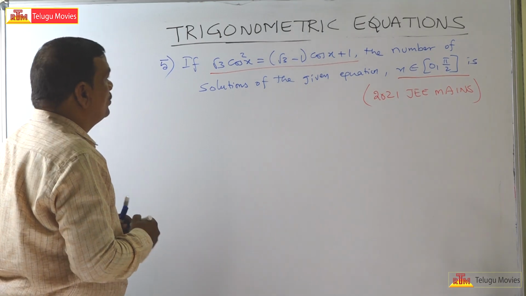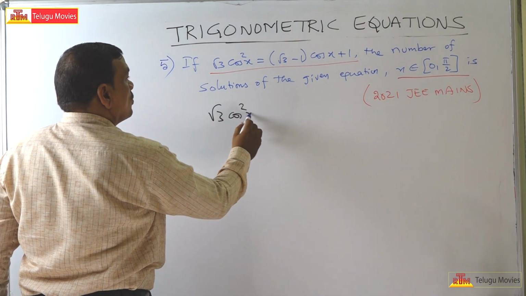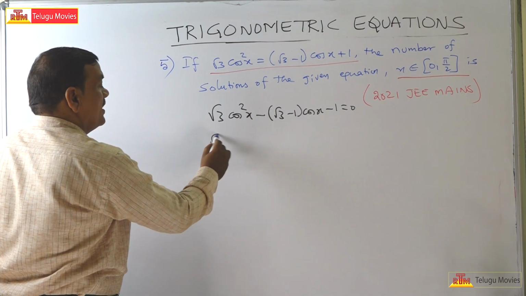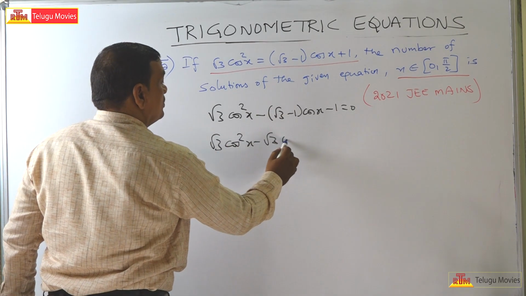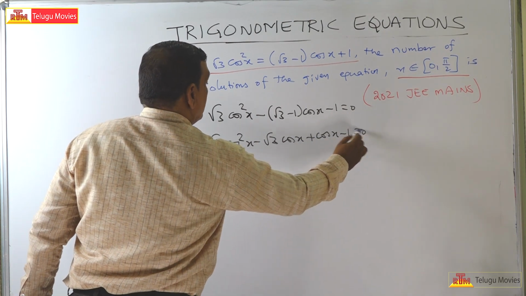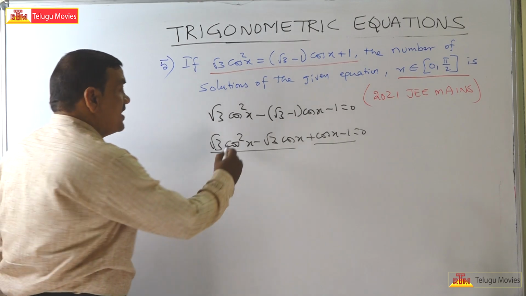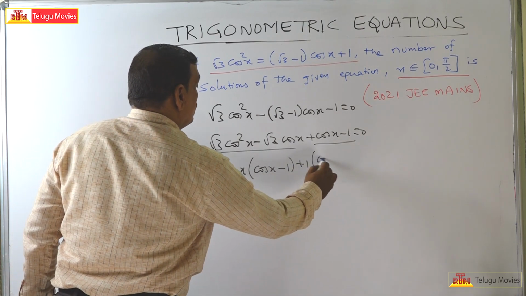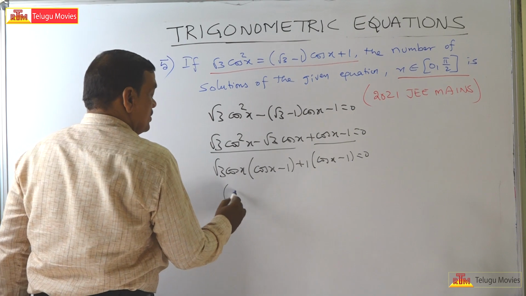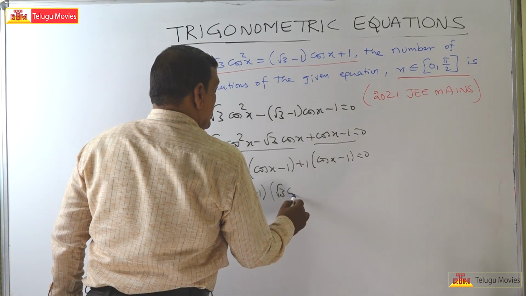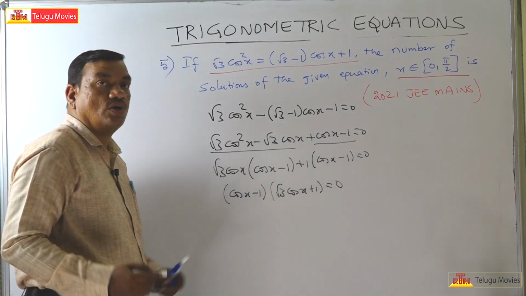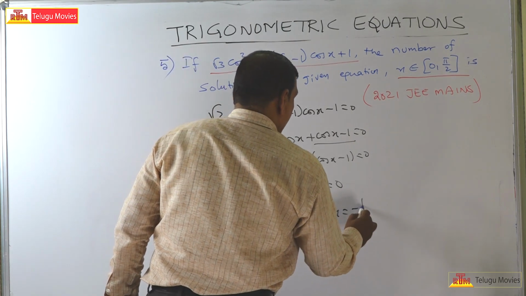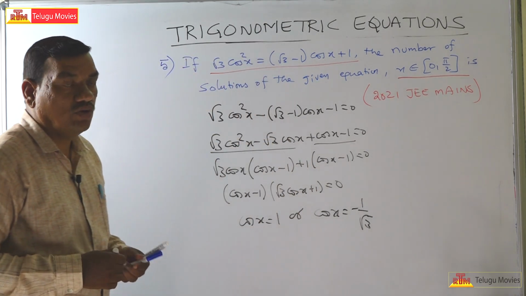So this is root 3 times cos square x minus root 3 minus 1 times cos x minus 1 is equal to 0. So multiply: root 3 cos square x minus root 3 cos x plus cos x minus 1 is equal to 0. Take the factors. Here root 3 cos x we can take as a factor: root 3 cos x into cos x minus 1 plus 1 into cos x minus 1 is equal to 0. So this is cos x minus 1 into root 3 cos x plus 1 is equal to 0. So clearly from this, cos x is equal to 1 or cos x is equal to minus 1 by root 3.